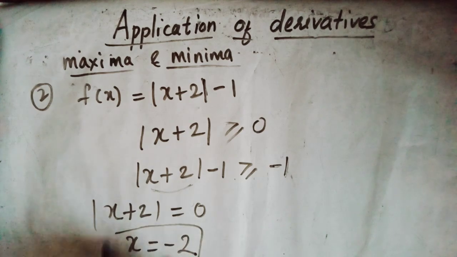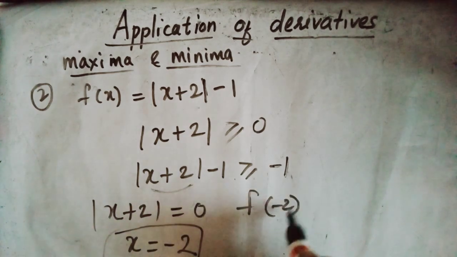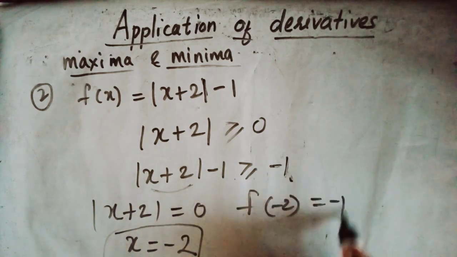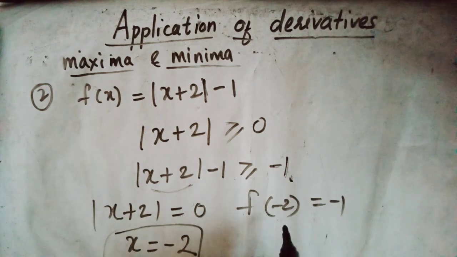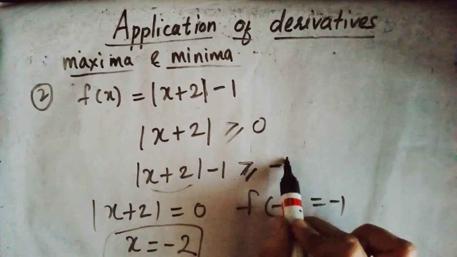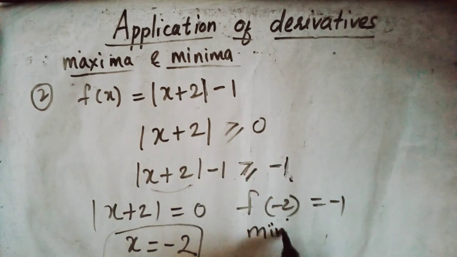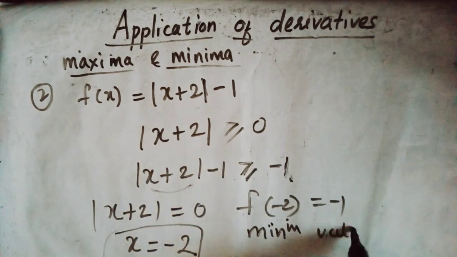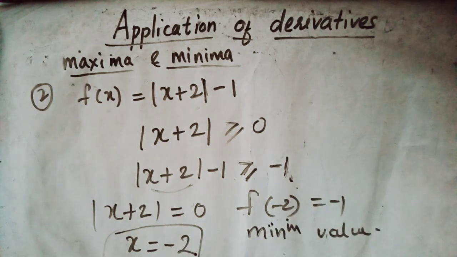So for f of minus 2, you are going to get this value, that is minus 1. Since this is greater than or equal to minus 1, this is your minimum value. Below it you are not going to get any value. And the maximum value doesn't exist.